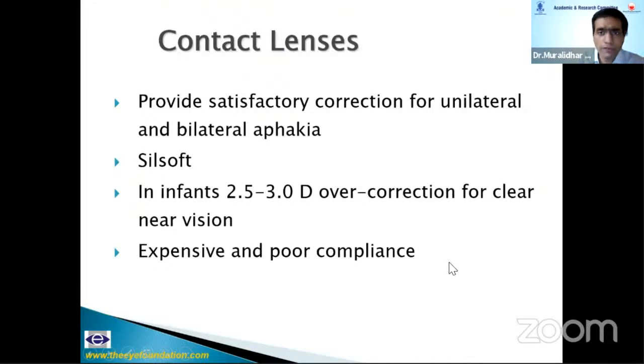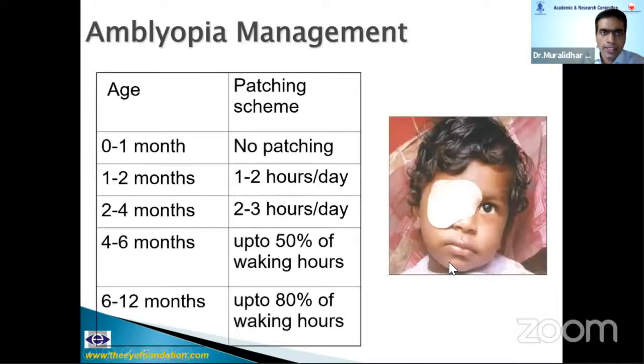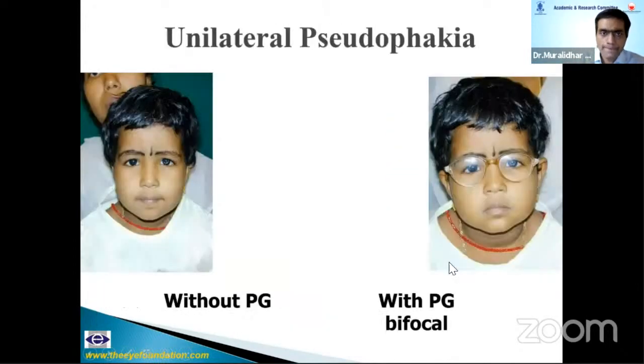So I have used in a couple of patients Silsoft lenses, but there's a lot of problem with compliance, lens loss, and the IIT has also reported a lot of infections. And this is a suggested regime for patching for unilateral cataracts. And this is unilateral pseudophakia. I mean, you would be lucky if you get a patient more than, let's say, 6 to 9 month old with good corneal diameter. No debates, put in a IOL.